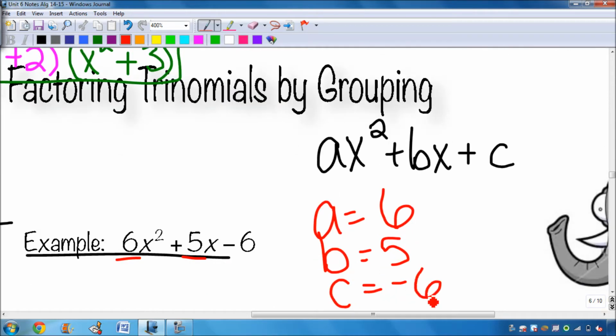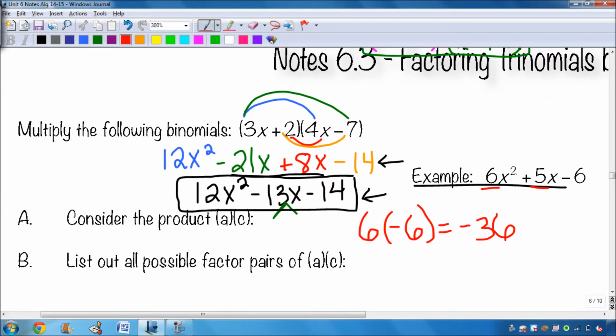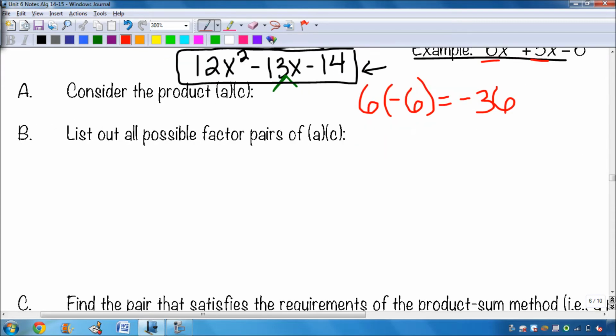All right, so let's figure out how to factor by grouping. Step A, consider the product A times C. So A times C is going to be 6 times -6, which is -36. Okay? And then step B says to list out all possible factor pairs of A times C. So we're going to make a chart for 36.